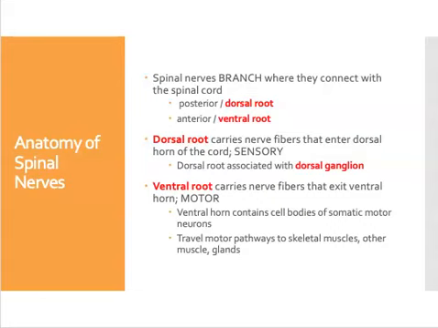Now, I do want to give a word of warning here. So far, we have talked about the spinal cord anatomy using the terms dorsal horn and ventral horn. And now we're talking about spinal nerves, and we're using the terms dorsal root and ventral root. Don't confuse horns, which are in the cord, and roots, which are parts of spinal nerves.